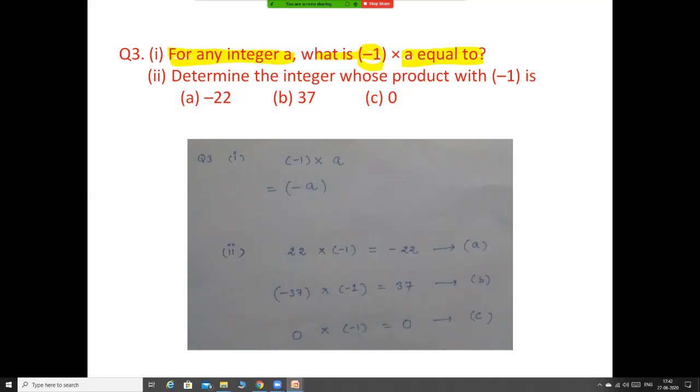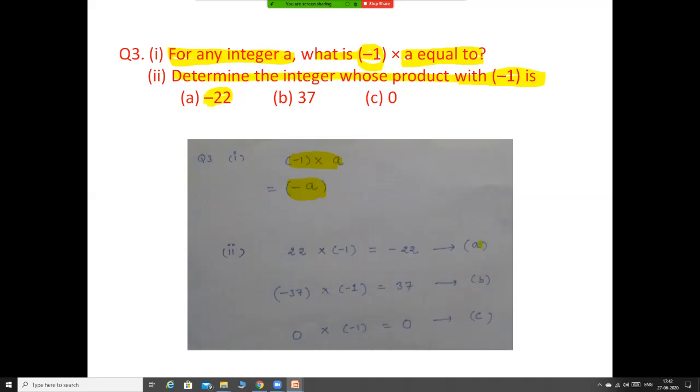This is the question. So minus 1 into a is equal to minus a, right? This is the answer to the question. Now let us discuss part number 2. Determine the integer whose product with minus 1 is, first part, a minus 22.